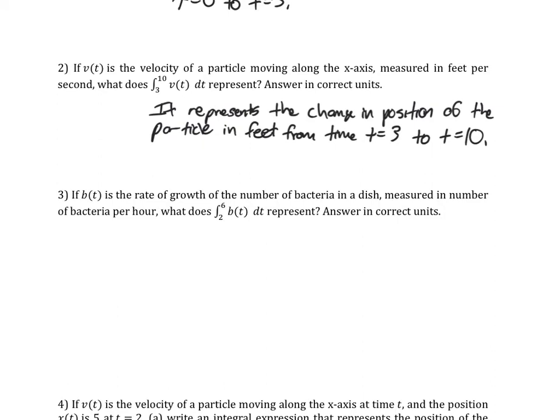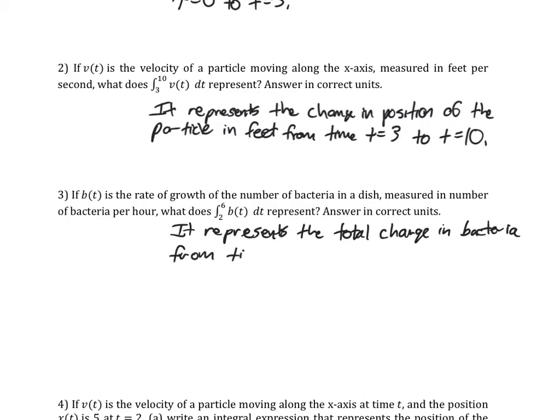Okay? And then if b of t is the rate of growth of the number of bacteria in a dish measured in number of bacteria per hour, so another rate, what does the integral from 2 to 6 of b of t represent? Again, answering in correct units. So I would just say that it represents the total change in bacteria from time t equals 2 to t equals 6, okay?